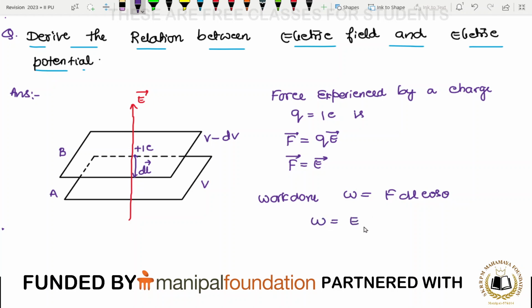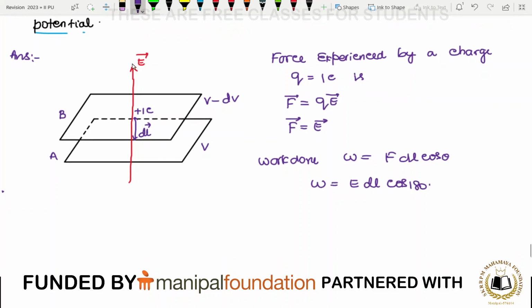So F is equal to what here? E itself, and DL is the distance, or dx we used to write here as DL, and theta value how much here? 180 degree. Why 180 degree here? Because the electric field is acting upward, and the displacement is downward here. So the angle becomes 180 degrees. Okay. So cos 180 value how much? -1. So W is equal to -E into DL, equation 1.